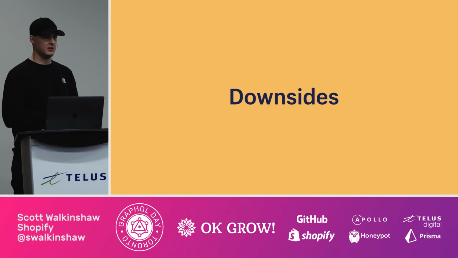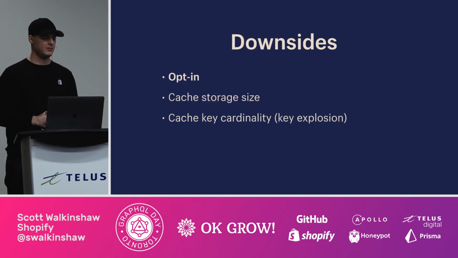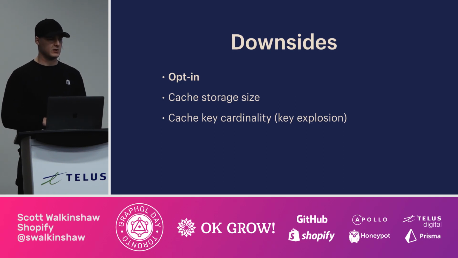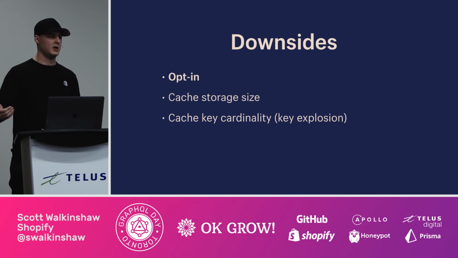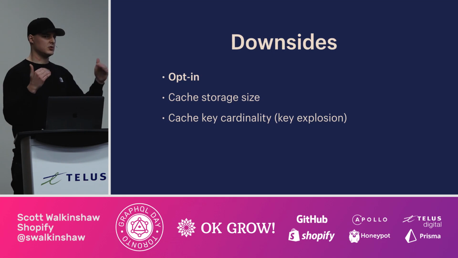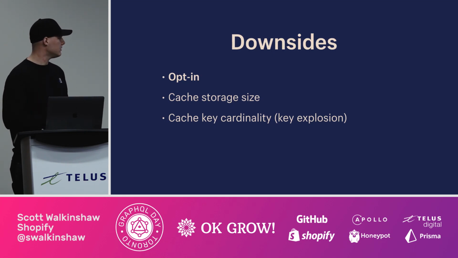So there are some downsides. No caching solution's perfect, and let's talk about some of them. First of all, our solution is opt-in. This is done as a defensive measure. I've already talked about how we decide to opt in to this caching. But one downside is that as our schema evolves and we're adding new types, we can forget to opt in, and that could drop our cacheable rate.